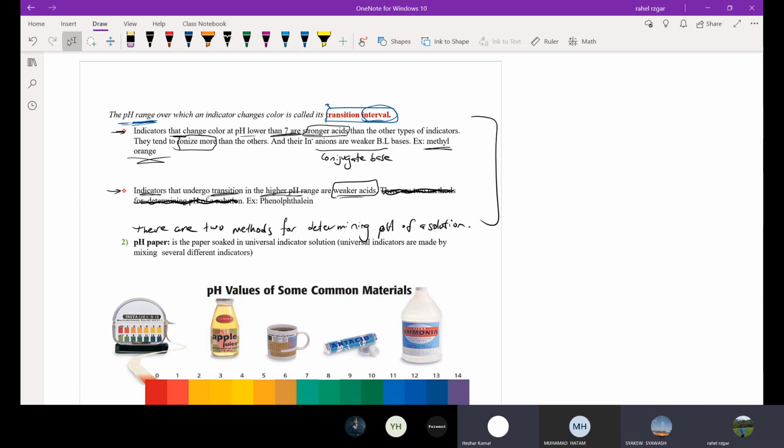We have two ways to determine pH. One of them is pH paper. I think you might have seen pH paper in your 11th grade.